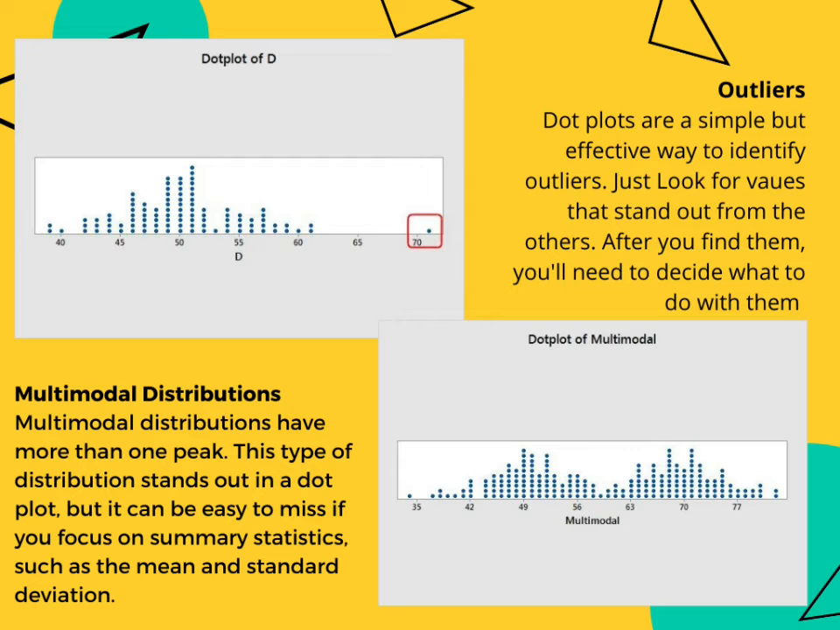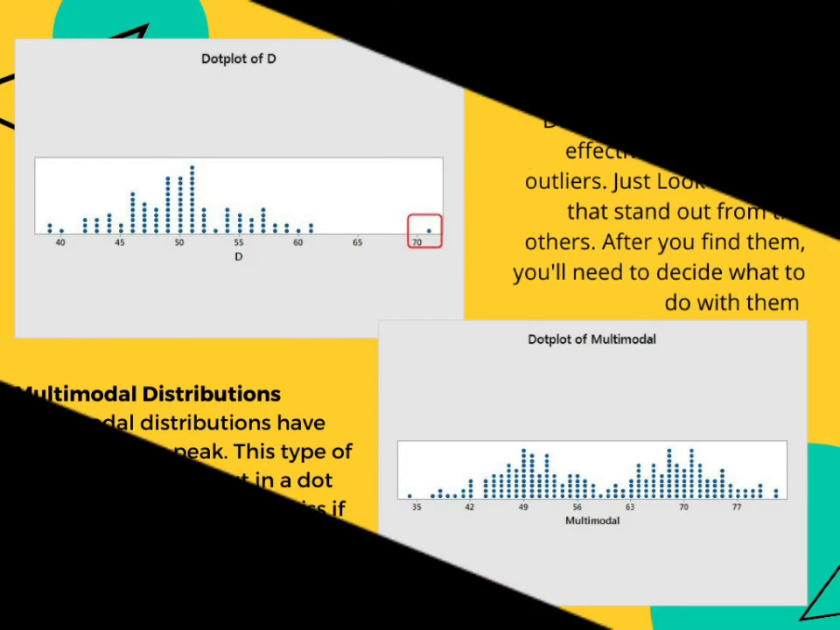Multimodal distributions have more than one peak. This type of distribution stands out in a dot plot, but it can be easy to miss if you focus on summary statistics, such as the mean and standard deviation.